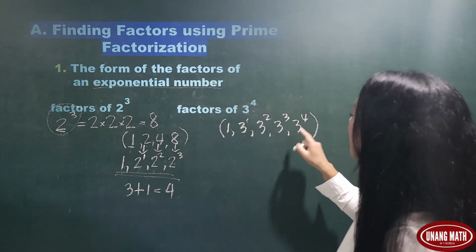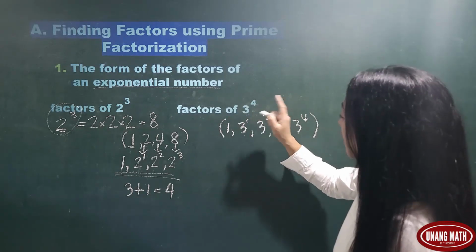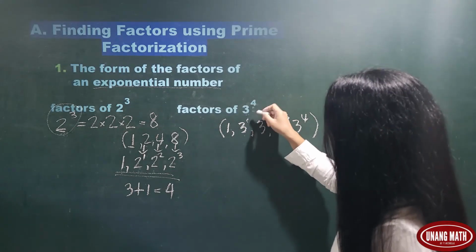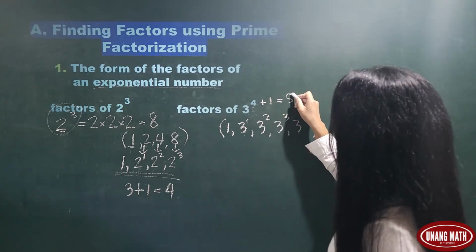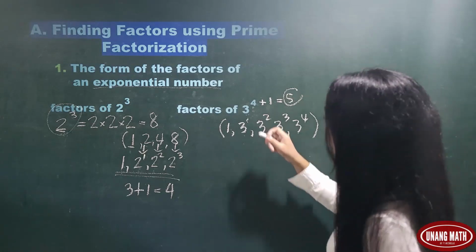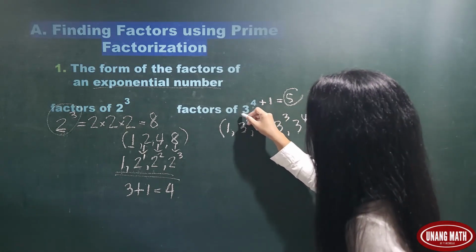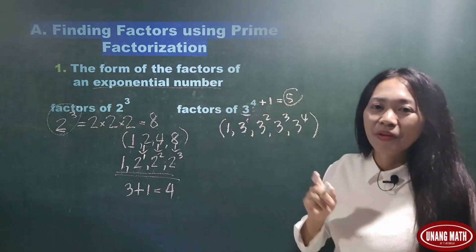So there are 5 factors of this exponential number. Let's see: the exponent is 4, plus 1 equals 5. So there are 5 factors of this exponential number. And the base of this exponential number is a prime number, so this is correct.